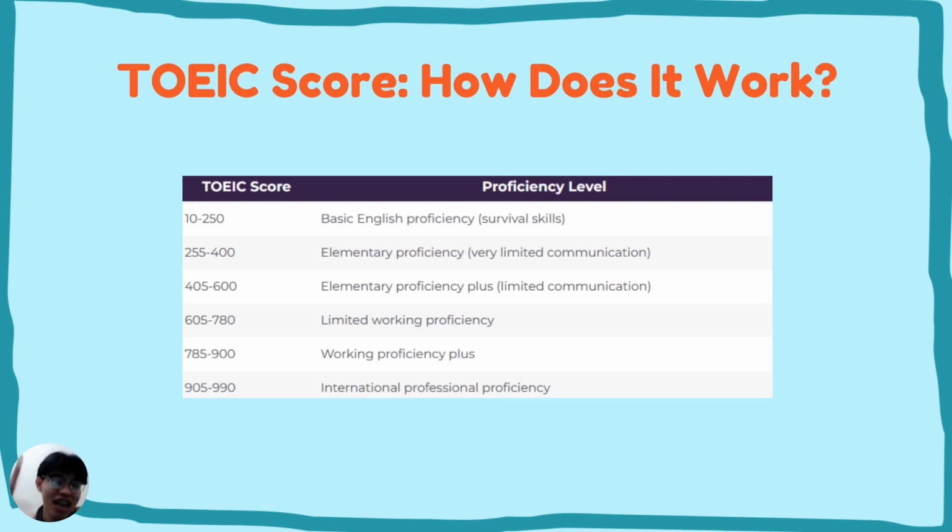From 785 to 900, working proficiency plus, almost native and fluent speakers. 905 to 990, wow, perfect. You guys are like Americans or even British, if you can speak English fluently or become a native speaker, with a lot of different accents such as Vietnamese, Indians, Chinese. That is how the TOEIC score works. Okay, next slide.